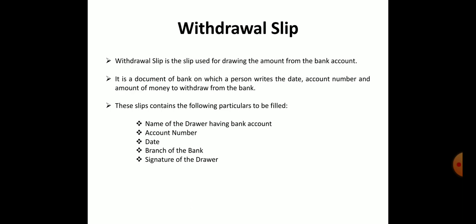Then the withdrawal slip. The withdrawal slip is the slip used for withdrawing an amount from the bank. It is the document of the bank on which a person writes the date, account number, and amount of money to withdraw from the bank. These slips contain the following particulars to be filled: name of the drawer, having bank account, account number, date, branch of the bank, and signature of the depositor.